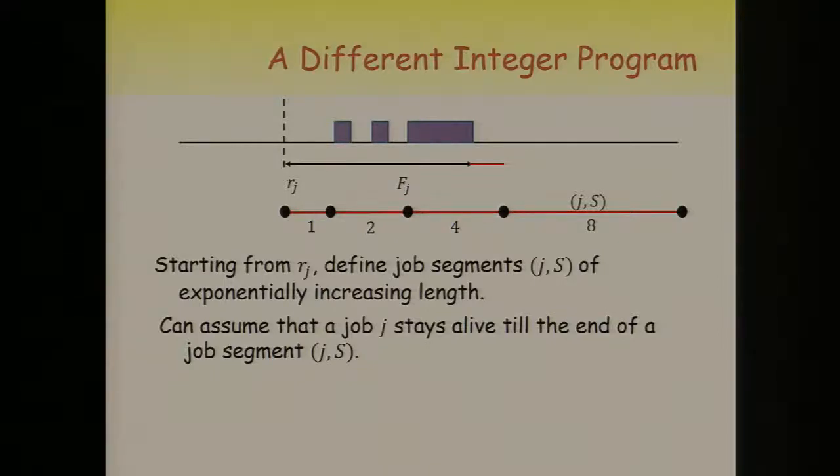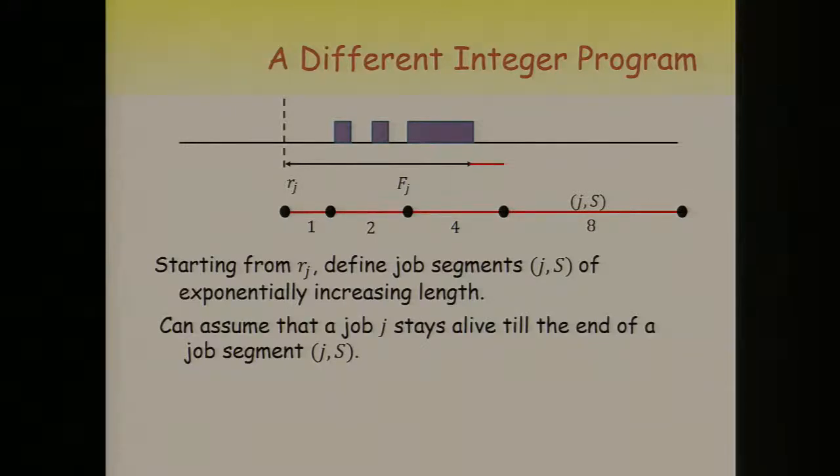The way this is going to work is the following. Think of a job j which is getting released at this time. Remember, my objective function measures for how long it is going to be alive in the system. But I'm going to simplify this notion. Let's put a marker at length 1 from its release date, at length 2, at length 4, and so on. Let's have markers of exponentially increasing length: 1, 2, 4, 8, and so on.